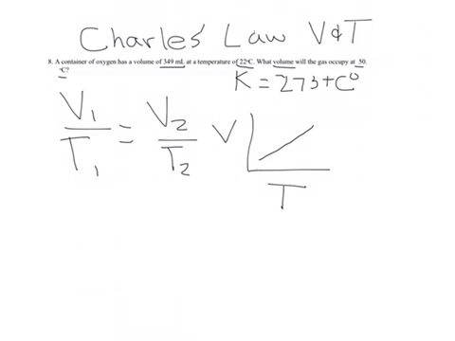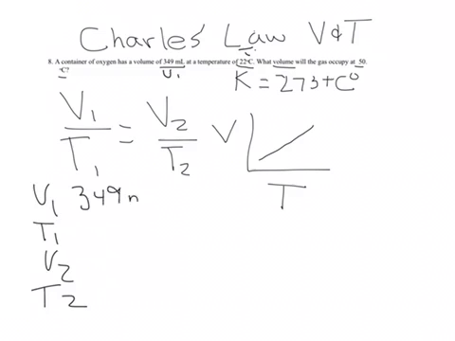Okay, so let's take our variables and write them down the side. V1, T1, V2, T2. So volume 1 would be what we're starting with, which is right here, V1. And temperature 1 is what we're starting with, T1. So 349 milliliters and 22 degrees Celsius, but we can't leave it at that, so I'm going to add my 273 to change my Celsius to Kelvin.